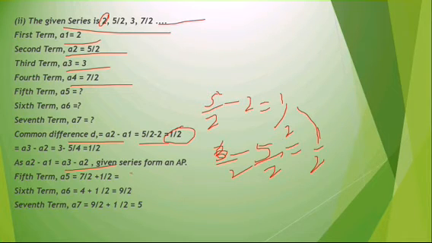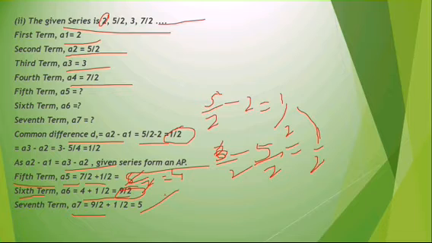So we need to find now the fifth term. Fifth term will be equal to the fourth term plus 1 by 2, that is 8 by 2. If we simplify it, we will get it as 4. Now the sixth term will be equal to fifth term plus D, that is 4 plus 1 by 2, that will be equal to 9 by 2. Now the seventh term will be equal to 9 by 2 plus 1 by 2, that is 5. So we have found the next 3 terms.